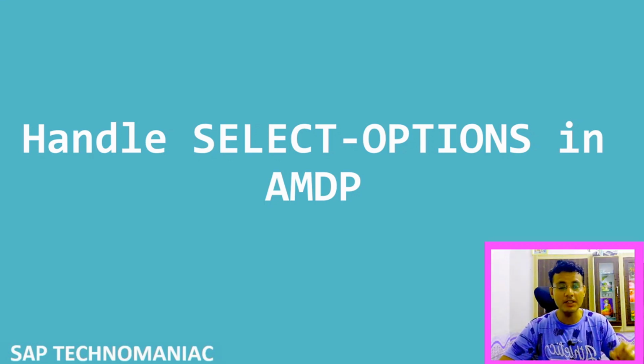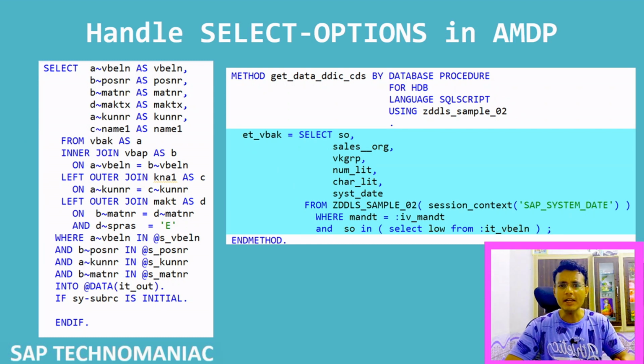In this video, we will discuss how to handle select options inside the AMDP procedures and functions. As you already know, in standard ABAP we have select options. In normal ABAP SQL, or Open SQL, we pass the VBELN directly with the sign, and we can put any range, not only select options. But these kinds of facilities are not available in the SQL script language.